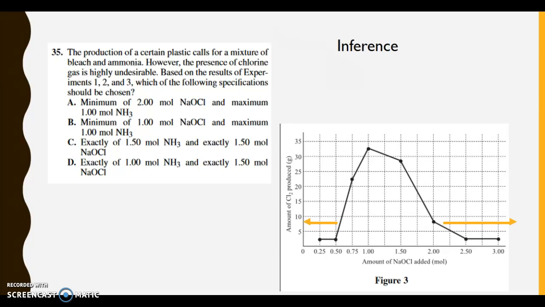So if you go through each of your answer choices, right away, answer choice A should stick out to you because you want to get above 2. You're trying to get as high above 2 as you possibly can.